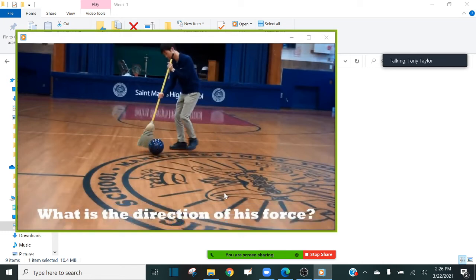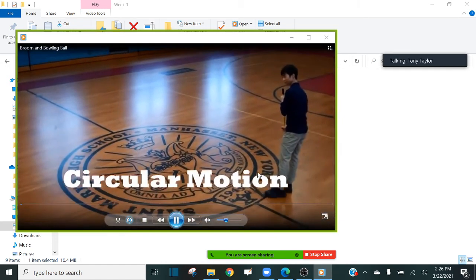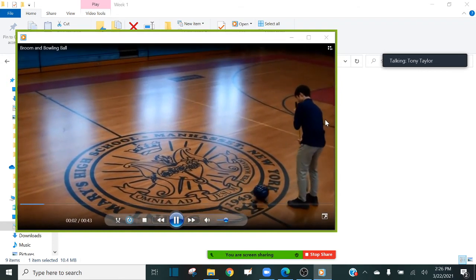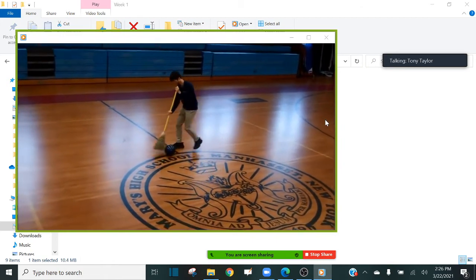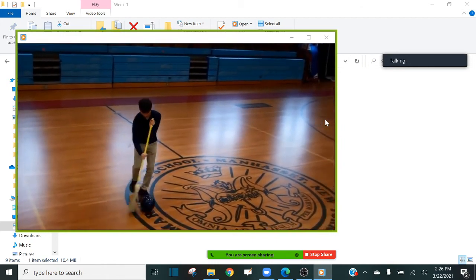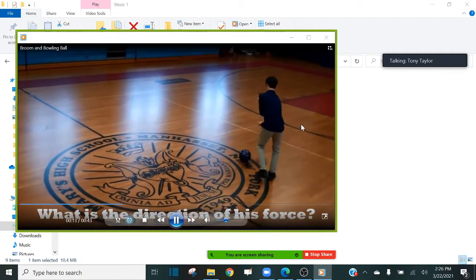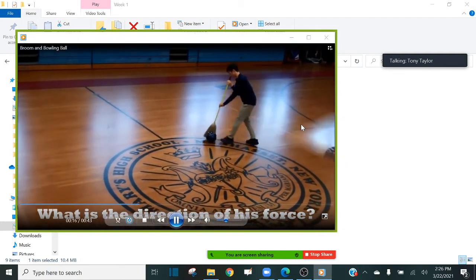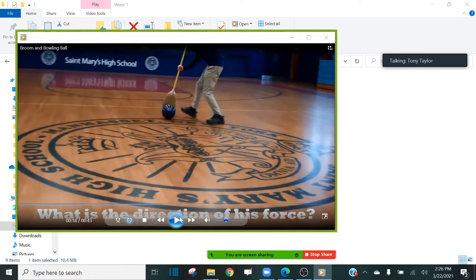Can everybody see that? I'm going to rewind it a little bit. So notice how, in order for the bowling ball to keep moving in a circle, he has to keep pushing the broom inward. In other words, the force from the broom is constantly being pushed towards the center. Can everybody see that? Does that make sense? Good. Guys, that is always true for any object moving along a circular path. Always.